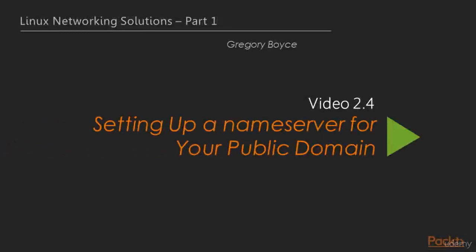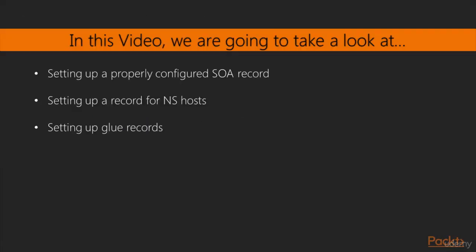Hello, this is the fourth video, setting up a name server for your public domain. In the previous video we saw how to configure dynamic DNS on your local network. This video will first set up a properly configured SOA record, then set up a record for NS hosts, and finally set up glue records.